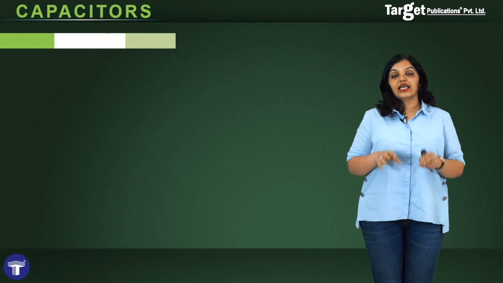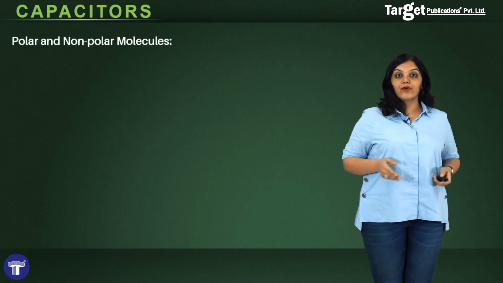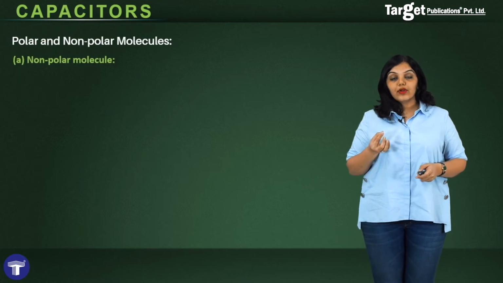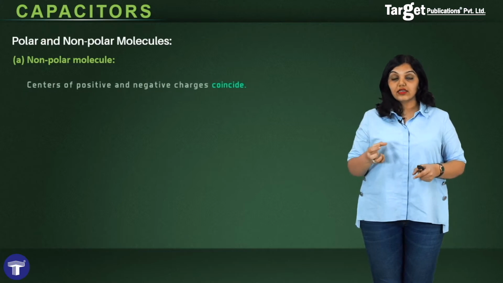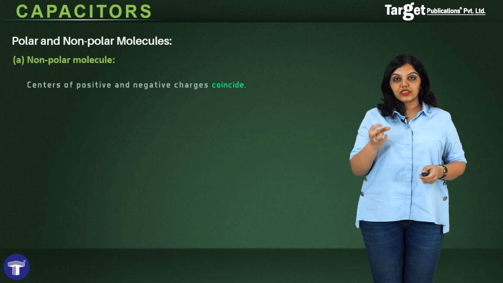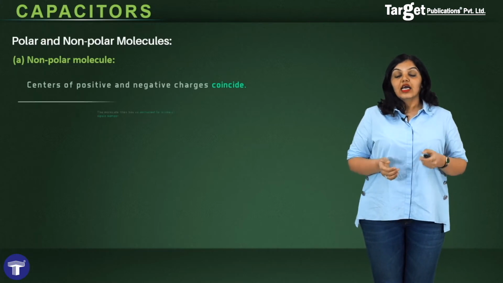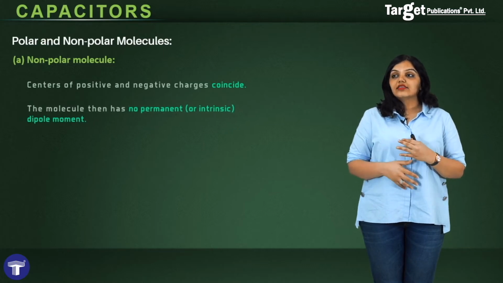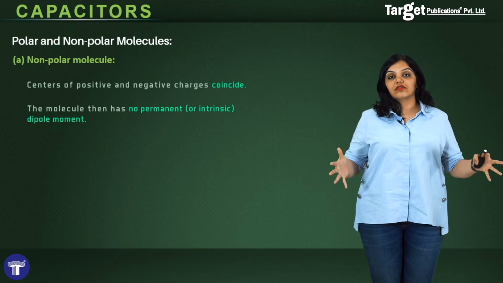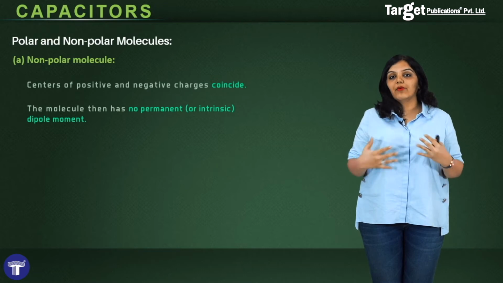Now in general, dielectrics are of two types. They are made up of either polar molecules or non-polar molecules. So first let's take a look at the non-polar molecule. A non-polar molecule is one in which the center of the positive and the negative charge coincides, which means that the positive charge center and the negative charge center is at the same place. This results in the fact that when there is no external field, the molecule itself does not have any dipole moment.